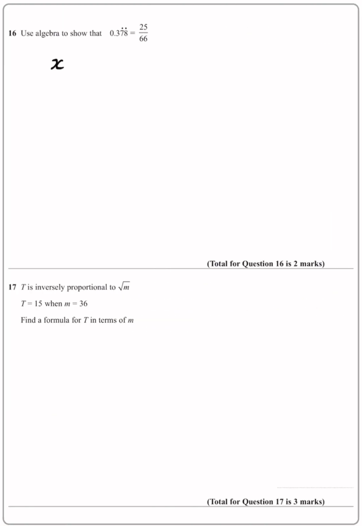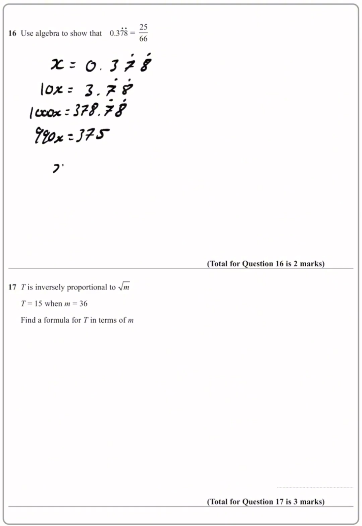Question 16. So turning a recurring decimal into a fraction. So if x is 0.3787878 and so on, then 10x will be 3.78 recurring. Times that by 100, we get 1000x is 378.78 recurring. If we subtract 10x from 1000x, we get 990x. The recurring decimal bits cancel. 378 subtract 3 is 375, and so 375 over 990, which simplifies down to 25/66 as the question wanted.